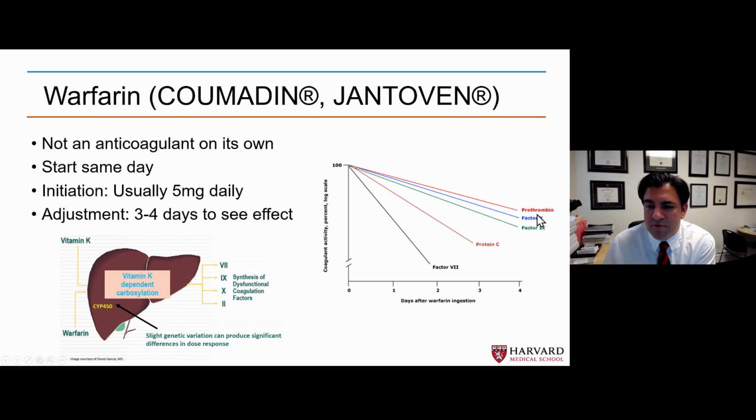However, as you can see, prothrombin and factor 10 have much longer half-lives and are still around. This is why patients with a therapeutic, quote-unquote, INR in the first couple of days are still very hypercoagulable, and you need to overlap them with something else such as low molecular weight heparin.